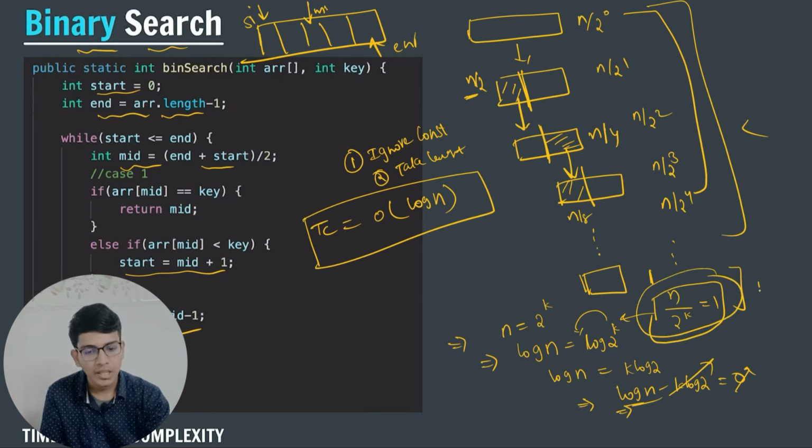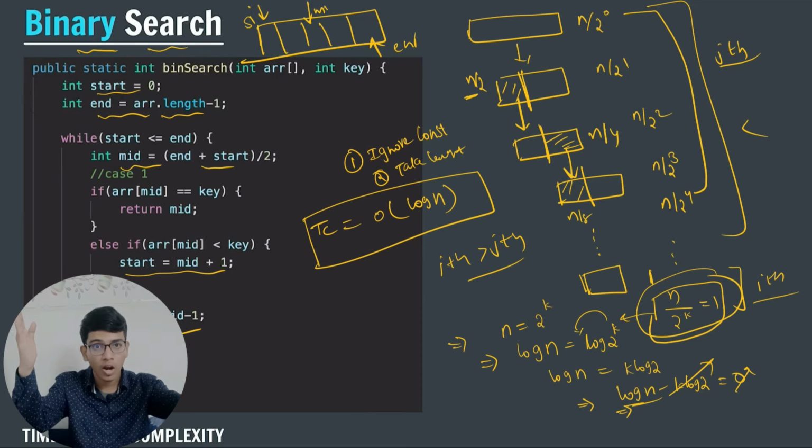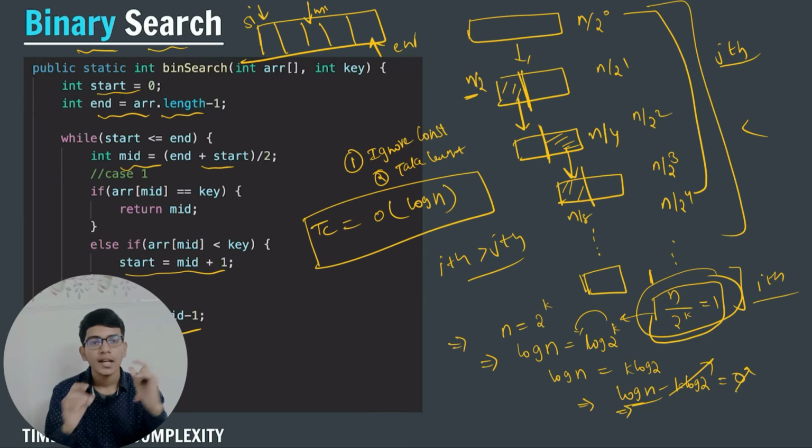Let us consider that this is my jth iteration and this is my ith iteration. So the ith iteration is greater than my jth iteration, because this is the last element, right? To extract the small array from the large array, the jth iterator is always less than the ith iterator, right? Because this is my last iteration. So the last iteration is always greater than my initial iteration.